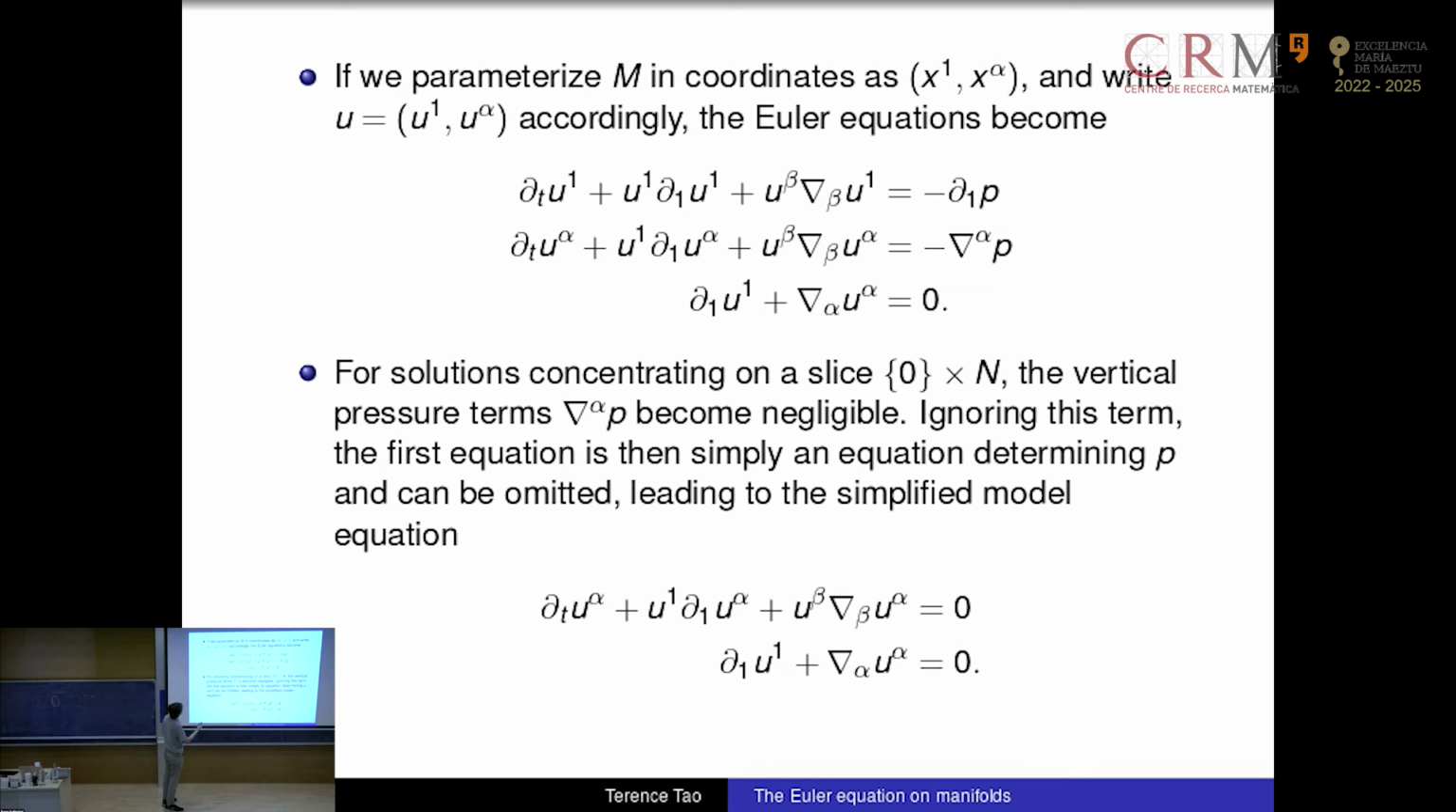Okay, so this equation then just becomes the equation for the pressure. The pressure is just the antiderivative, and the pressure doesn't appear anywhere else. So we can just eliminate this equation.